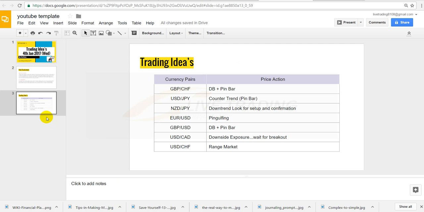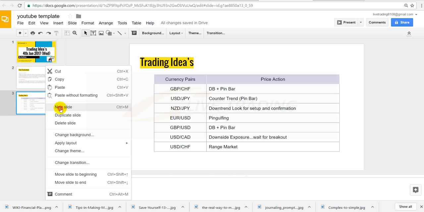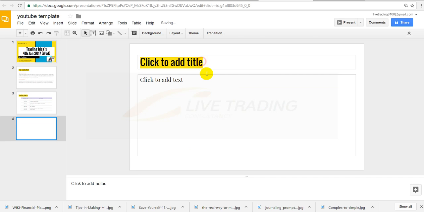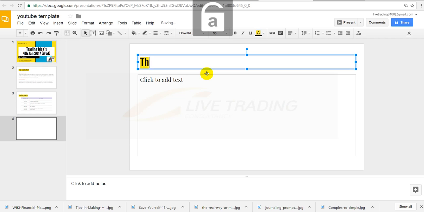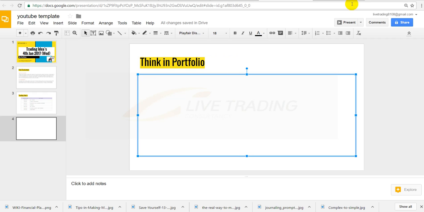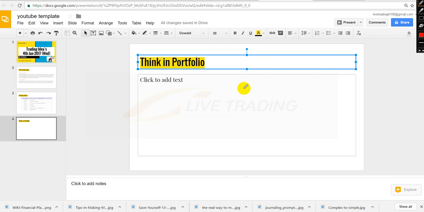Before I end the slide, I just want to explain to you guys. Think in portfolio. Okay, what does it mean? Think in portfolio. If you guys are trading, let's say your capital is 2,000. Every day think in the portfolio, like let's say you take 5 trades.